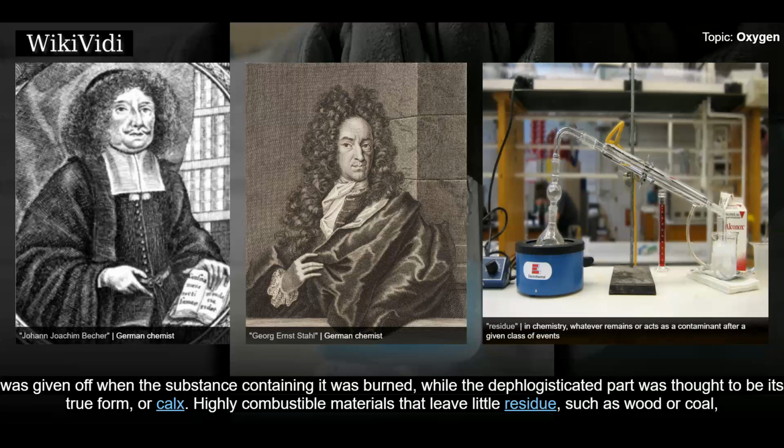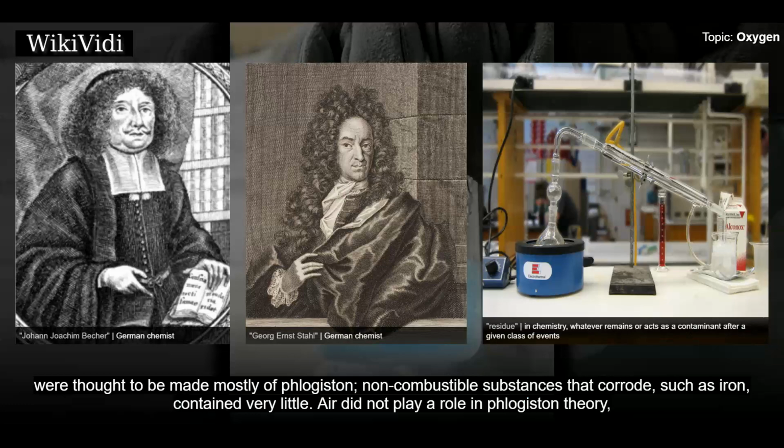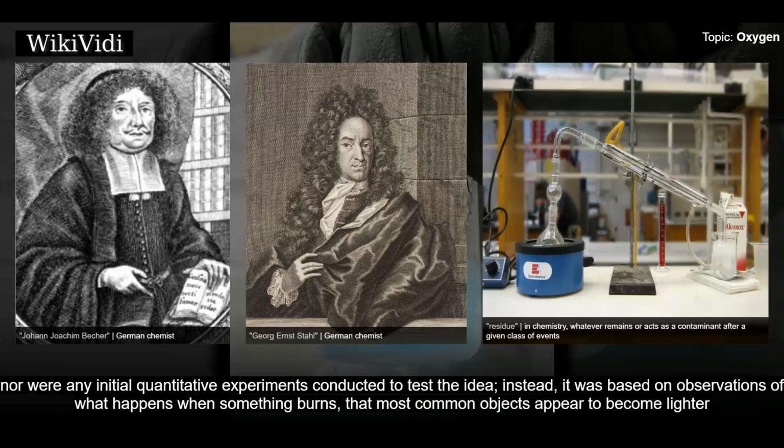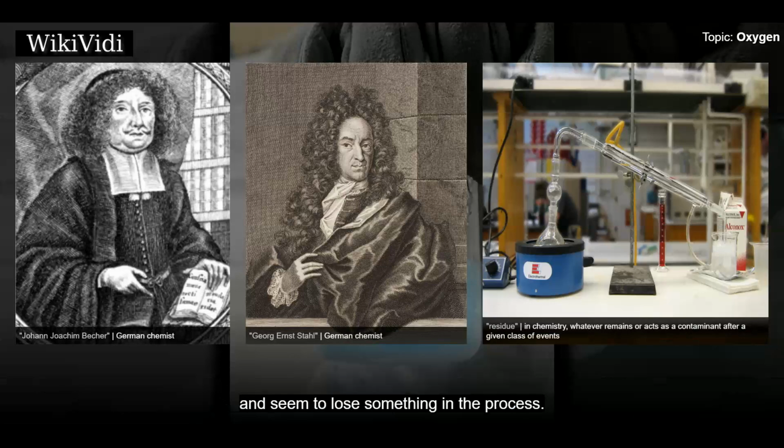Highly combustible materials that leave little residue, such as wood or coal, were thought to be made mostly of phlogiston. Non-combustible substances that corrode, such as iron, contained very little. Air did not play a role in phlogiston theory, nor were any initial quantitative experiments conducted to test the idea. Instead, it was based on observations of what happens when something burns, that most common objects appear to become lighter and seem to lose something in the process.